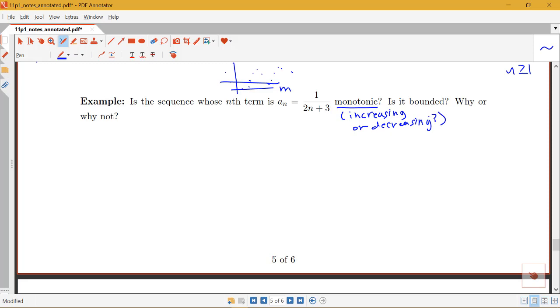It might help for us to write down the first few terms of this sequence. Notice that when n is equal to 1, we'd have 1/5. When n is 2, we'd have 1/7. When n is 3, we'd have 1/9. It looks like our values are getting smaller and smaller. The denominator here is getting bigger, which means 1 divided by that value should be getting smaller. So we'd say yes, it is monotonic, since the sequence is decreasing. And then we want to show a little bit more specifically why it's decreasing.